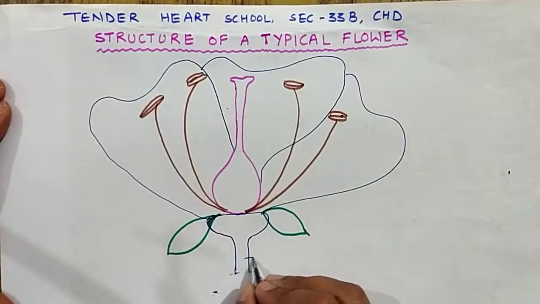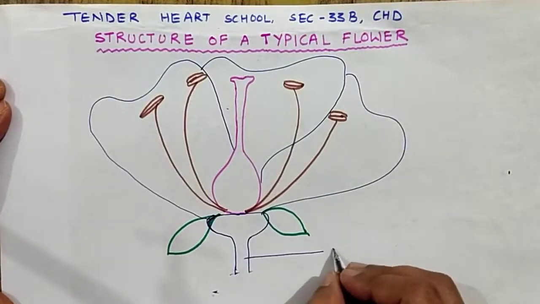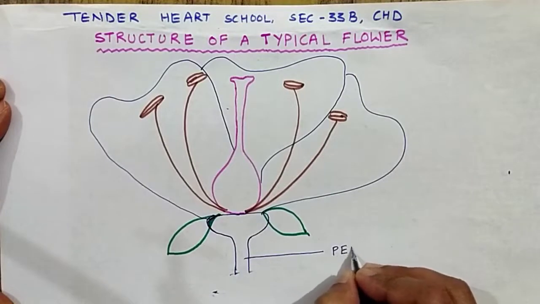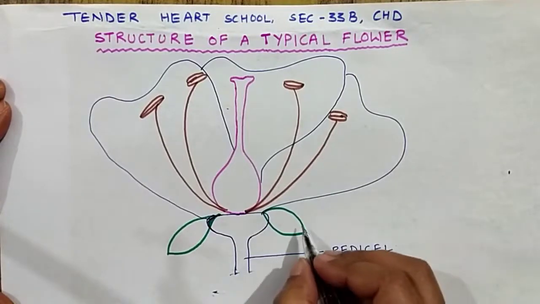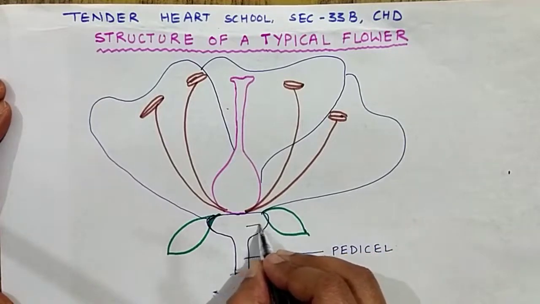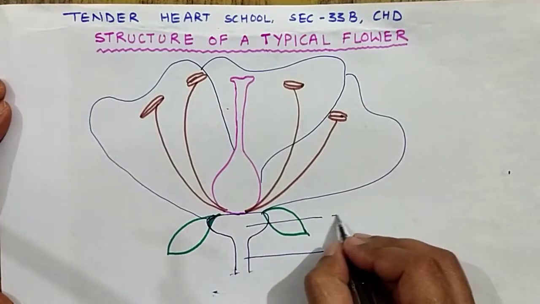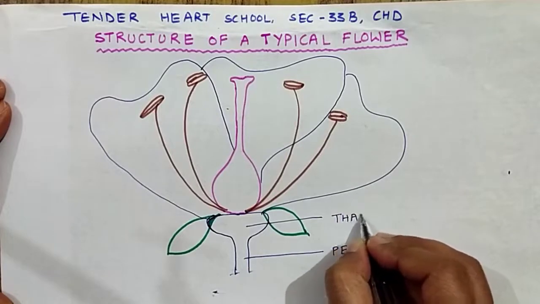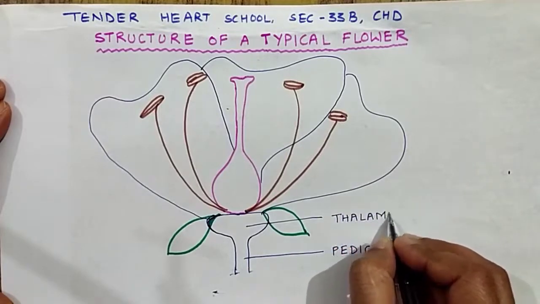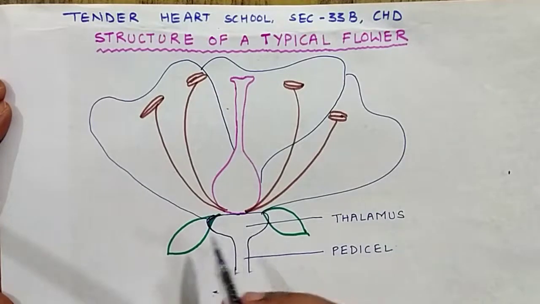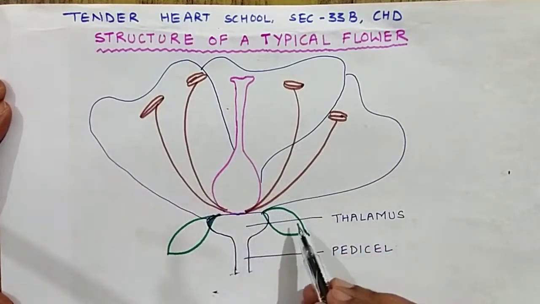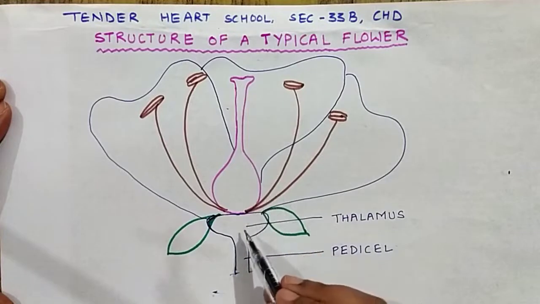So this is the stalk of the flower, which is called the pedicel. This is the thalamus, or the receptacle. Thalamus is a rounded, swollen structure on which all other parts of a flower, the floral structures, are born.